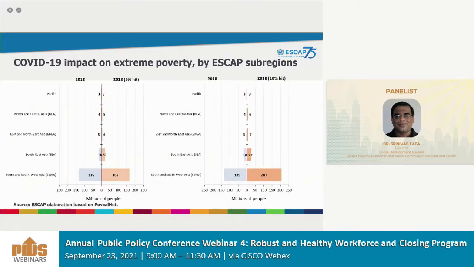Our estimates, as shown in the graph, indicate that depending on the size of the economic contraction, an additional 40 to 85 million people in Asia Pacific could be pushed into extreme poverty as a result of COVID-19. The vast majority, of course, in South Asia. If you look at the more generous $3.2 per day poverty line, an additional 93 to 200 million people could fall into poverty.